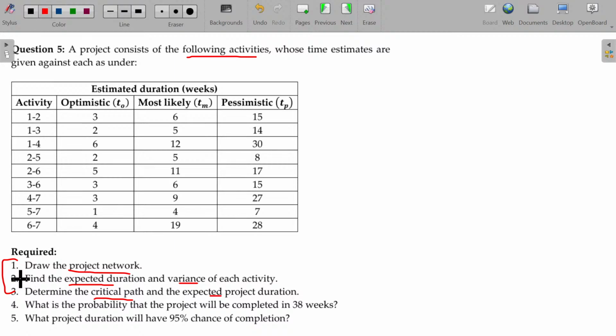Now, what about the time estimate? Time estimate is equal to the average of the three: time optimistic plus 4 times time most likely plus time pessimistic, divided by 6. I may write that here itself. 3 plus 15 plus 4 times 6, 24, should be added. 18 plus 24 divided by 6, 7. Do this for the next one.